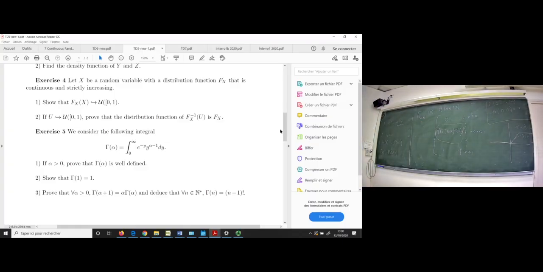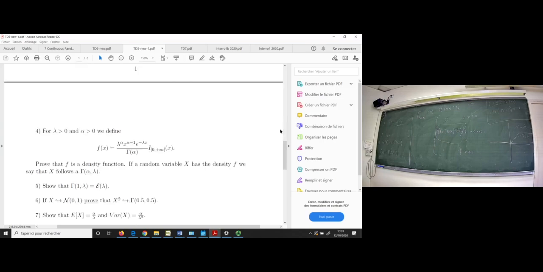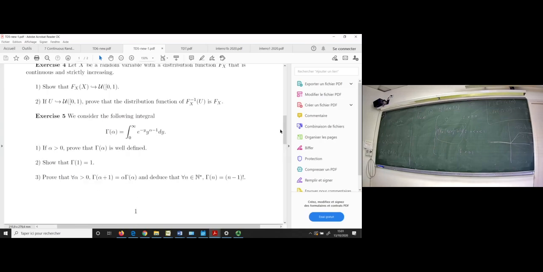I repeat, my job was to compute the distribution function of the random variable I am interested in. And using this computation, I prove at the end that this distribution function is none other than the one of a uniform on the interval 0, 1. That's why I can deduce that F_X of capital X follows a uniform on the interval 0, 1. Okay? So I have answered my question.